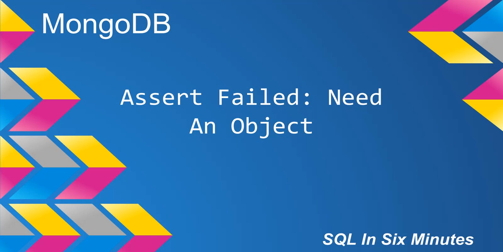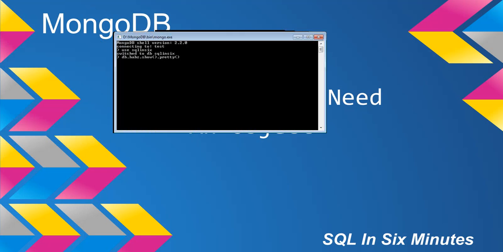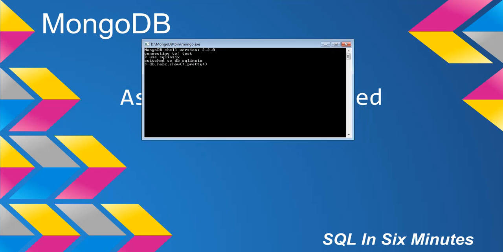This morning we're going to debug the error "assert failed, need an object." I've seen this a few times. I had a colleague ask me about this, and he was coming from the world of T-SQL, so it makes sense logically why he would have thought updating happens the way that it does.